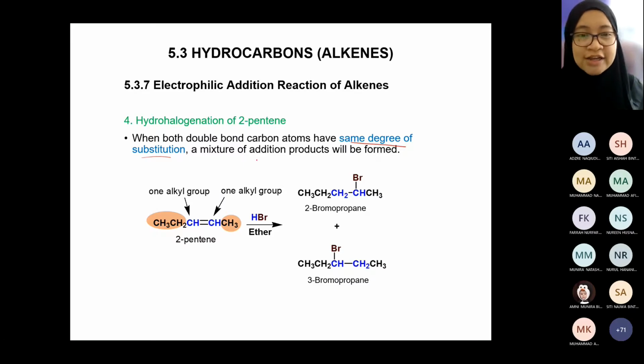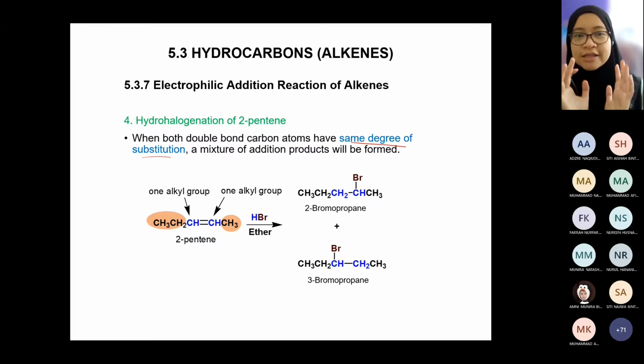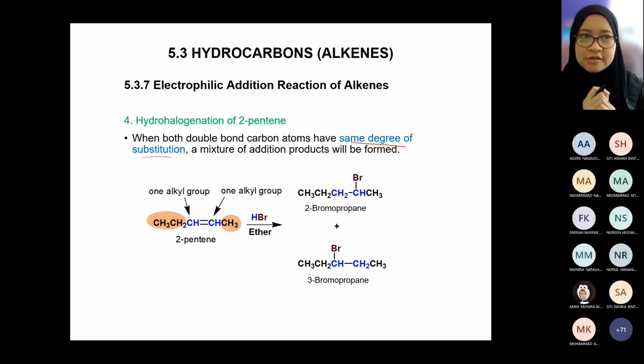Kat sini, kalau the carbocation form tu is either tertiary or secondary, dia akan ada mixture. Dia ada that probability. Yang dia boleh duduk di sini dan dia boleh juga duduk di sini. Okay? Tapi that is only possible for tertiary and secondary carbocation. Okay? Okay, tak apa. Let's look at example.